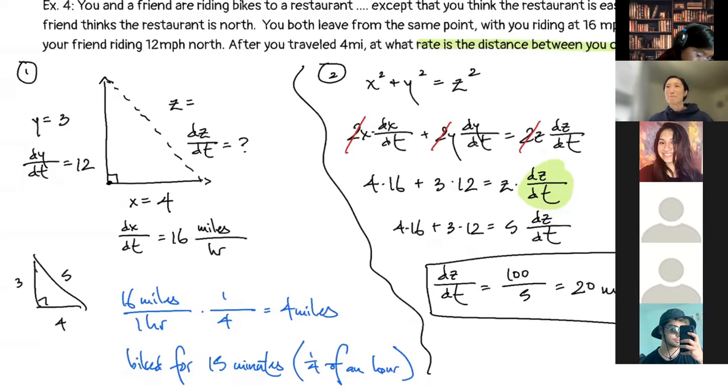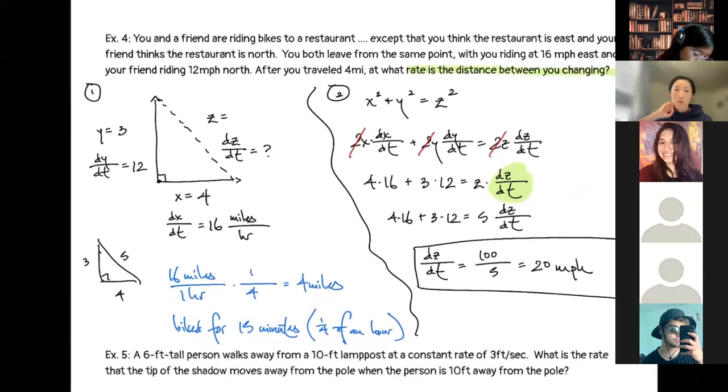Exactly, Thea. Miles per hour. So it turns out we use the same equation as the ladder. However, we want to keep in mind the reasons we use that. One, it's a triangle and we know the sides. And two, we know specifically it's a right triangle and we know the sides.